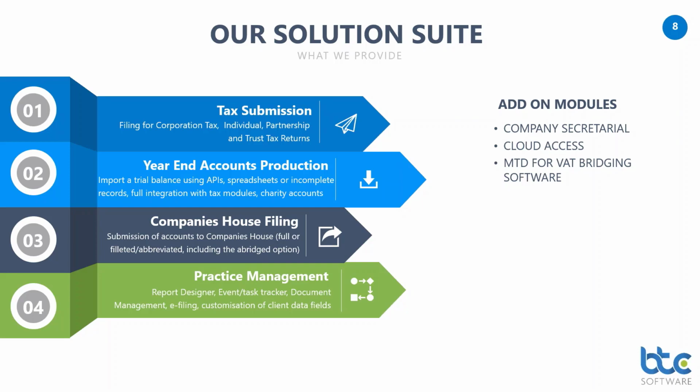The first one that we've got is the tax submission. So this covers corporation tax, individual, partnership, and trust tax returns. We've got full integration with the year-end accounts production. So you can import a trial balance using one of our bookkeeping APIs. So we're going to be looking at, of course, the FreeAgent and the integration that we've got with FreeAgent. So we can bring in a trial balance from FreeAgent. And as well as that, we can push out any journal adjustments or the corporation tax provision back out into FreeAgent directly from within BTC software.